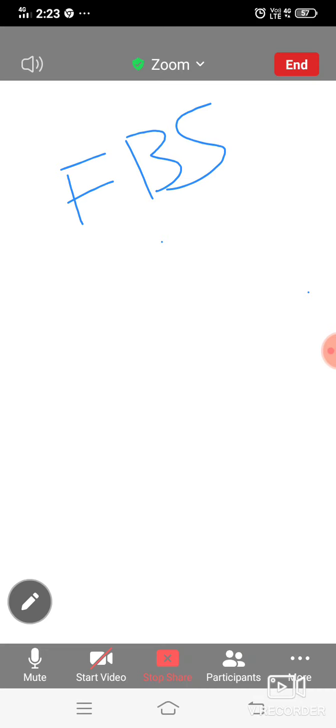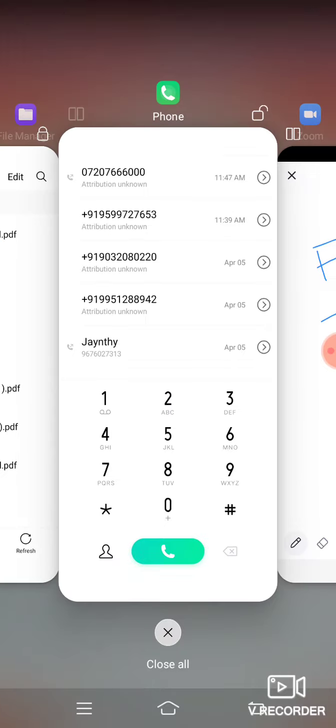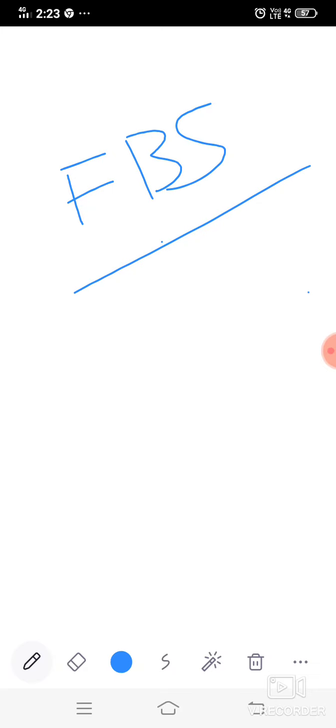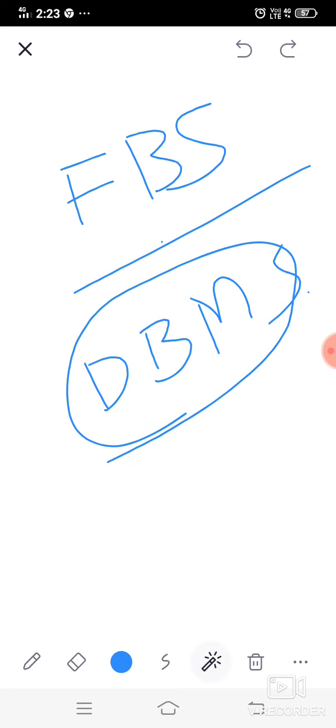Here, why we are discussing this file based system is because right now we are going to be discussing the DBMS. But before DBMS, there is another kind of system called the file based system. The reason we are moving to the database management system is that we have so many faults, disadvantages, and loopholes in the file based system, that is the FBS.